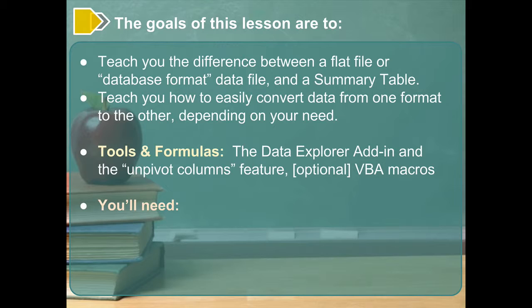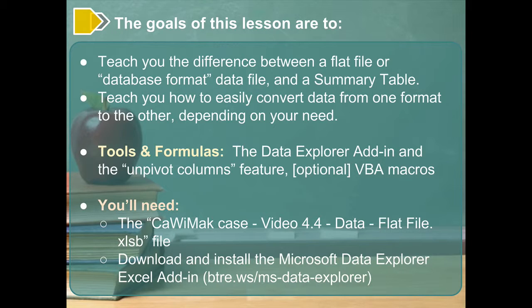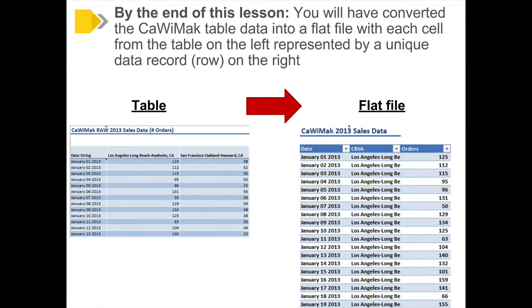You'll need the CarryMac Case Video 4.4 XLSB file and the Microsoft Data Explorer Excel add-in, which you can access at btrues/ms-data-explorer. By the end of this lesson, you will have created a new worksheet with the old CarryMac sales data in table format, converted into a flat file, which is not a woodwork tool, but rather a special way of structuring your data, with each cell from the table on the left-hand side of the screen represented by a unique data record or row on the right-hand side of the screen.